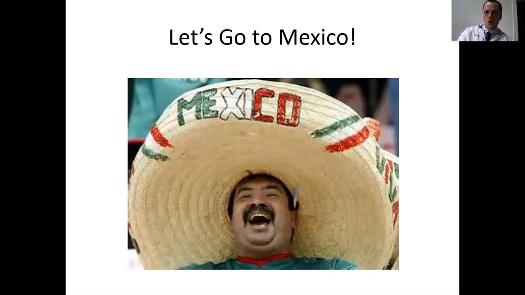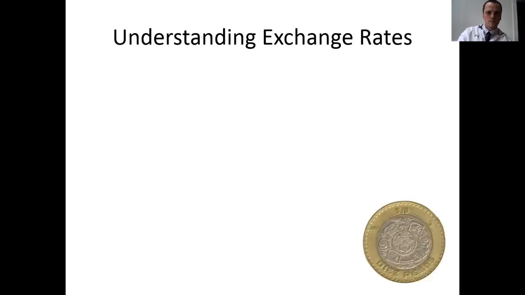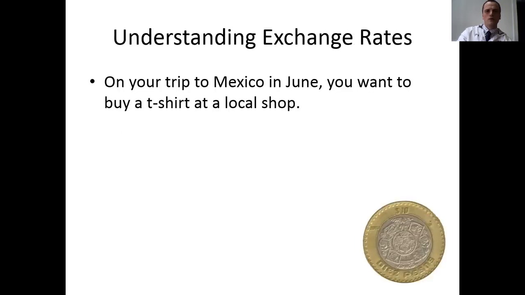Let's go to Mexico. So understanding exchange rates, let's see how this plays out in real life. So we're removing Chuck E. Cheese from the equation now, and we're going to compare 2 separate countries, the United States and Mexico.